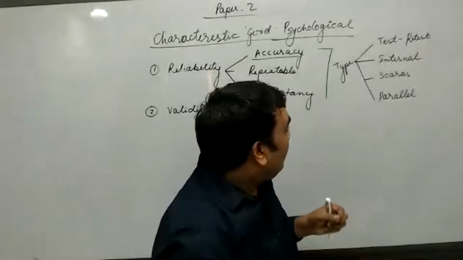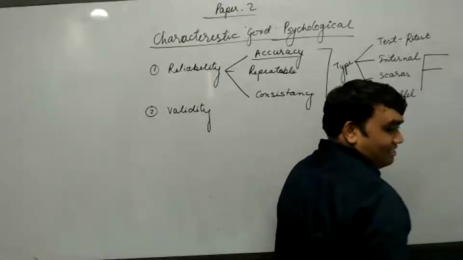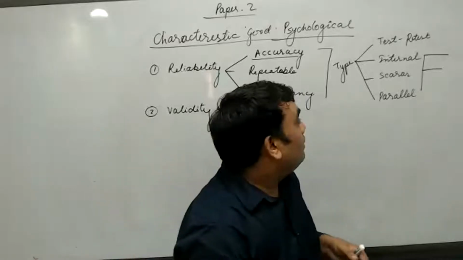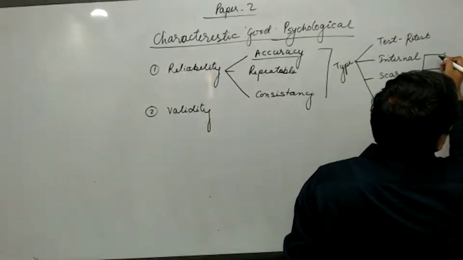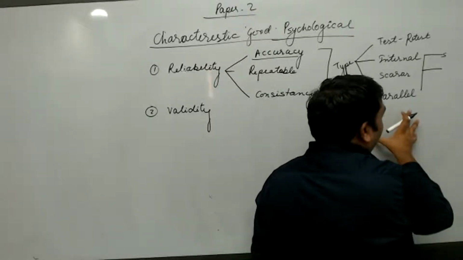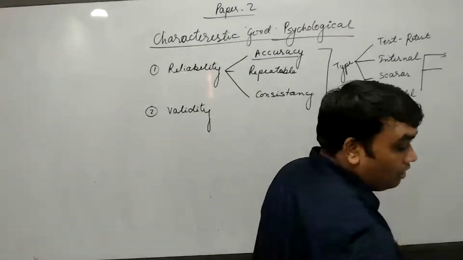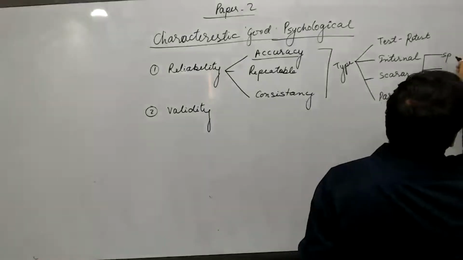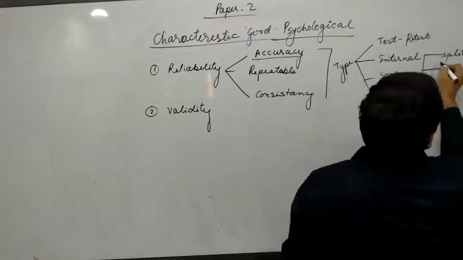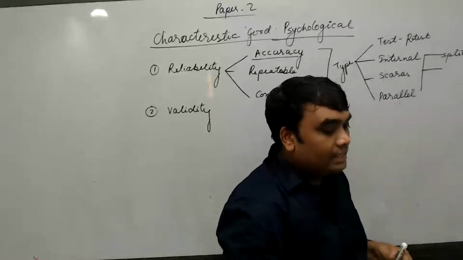Getting my points? And in internal reliability, there are even 4 methods. How many? 4 methods. First is split half. I will add it here because it is not visible in the camera. So those who are listening to me, please note down split half.